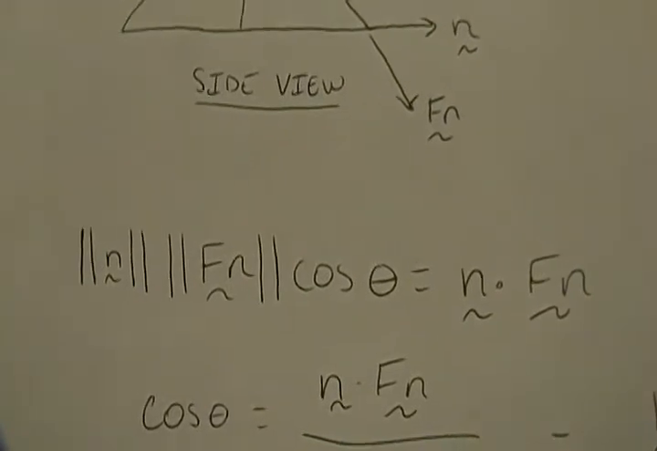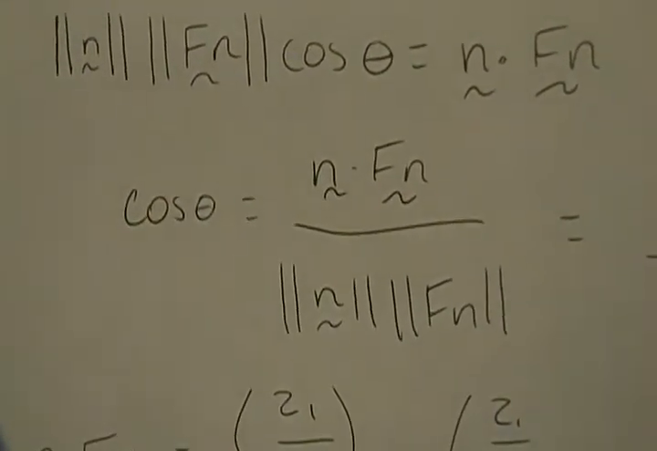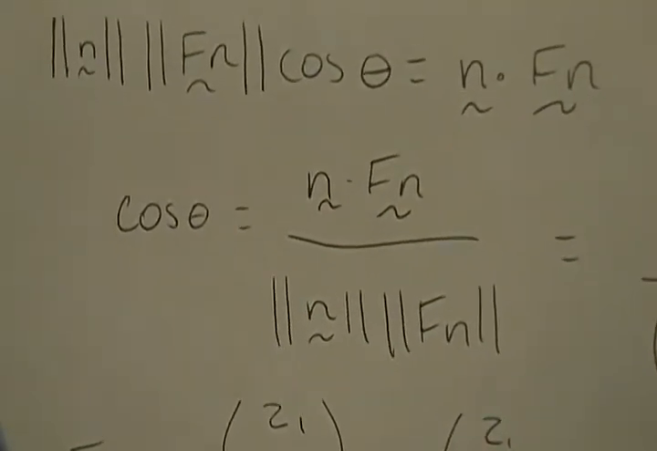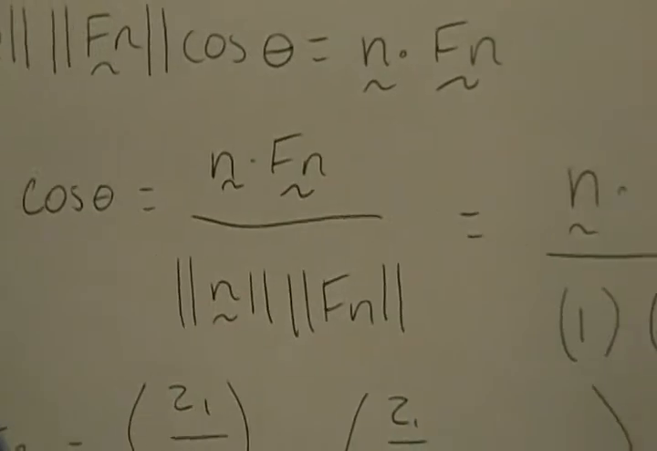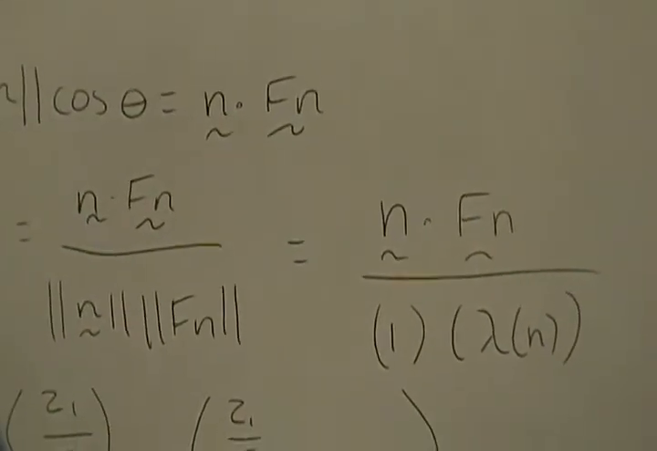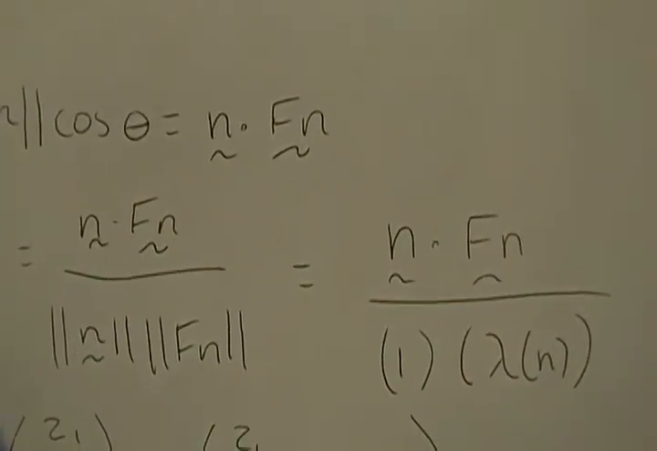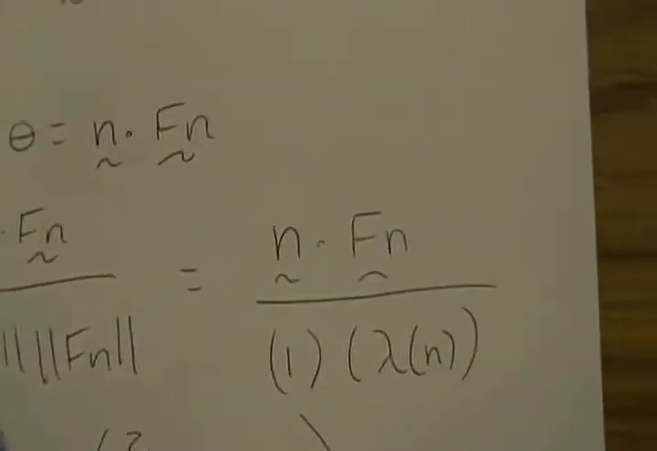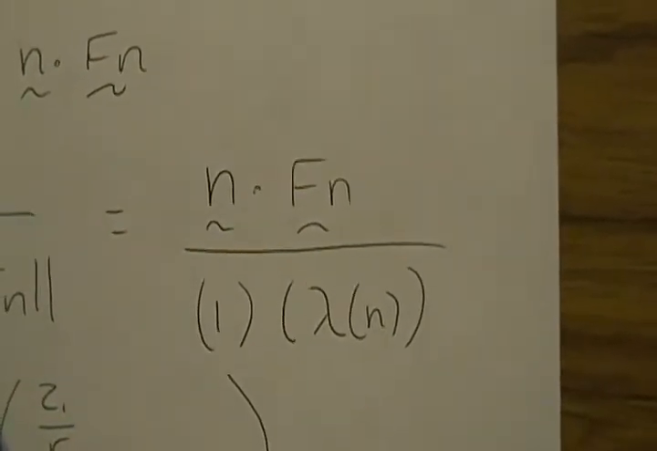To find the angle, we simply perform a dot product of n dot Fn, which can be seen here. When we solve for the cosine of the angle, we then get the dot product of n dot Fn over the magnitude of n times the magnitude of Fn. When we substitute in 1 for the magnitude of n because it's a unit vector, and the stretch of n for the magnitude of Fn, we then have n dot Fn over 1 times the stretch of n.